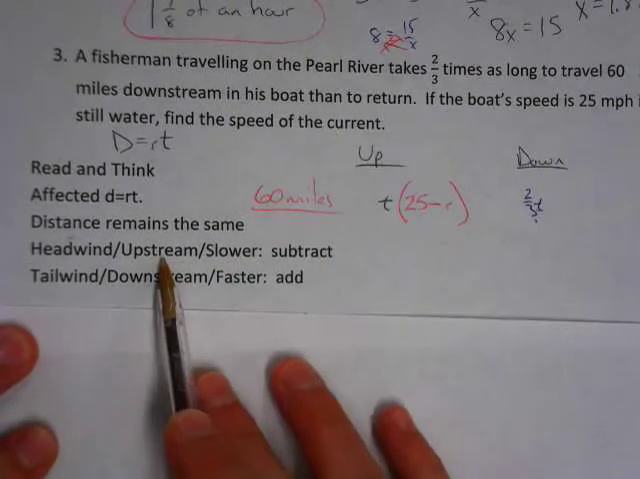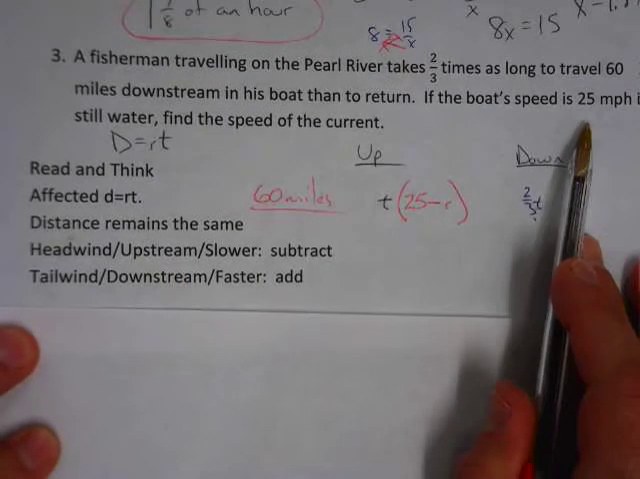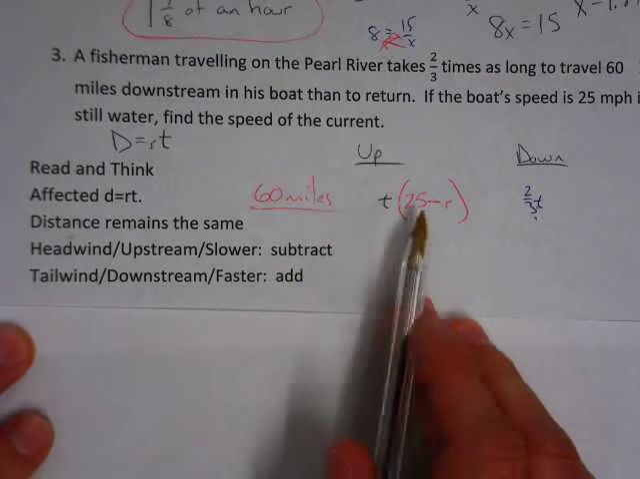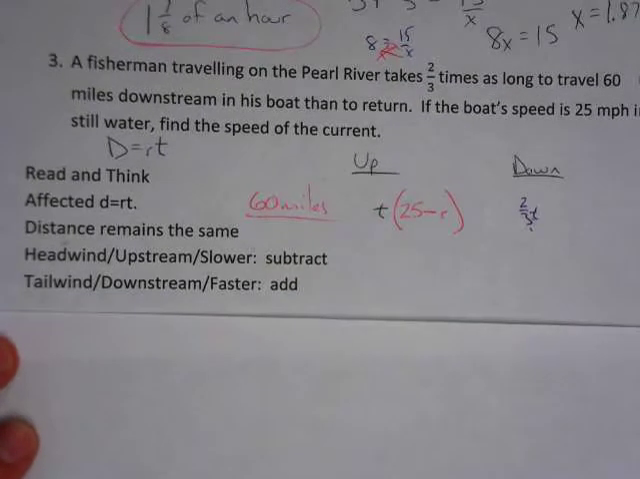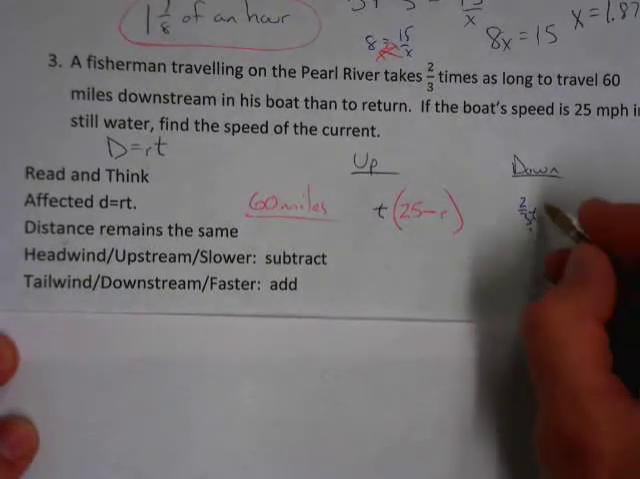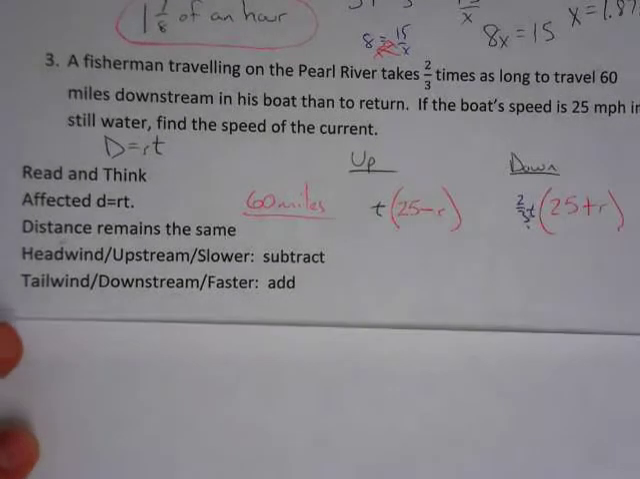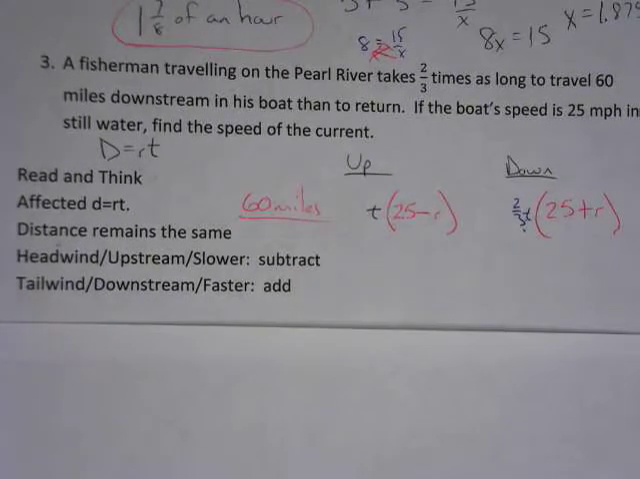Whatever the boat is in still water, it's going to be slower going upstream. Whatever the boat is, it's going to be going faster downstream. So for the downstream, we're going to have 25 plus R because downstream goes quicker, goes faster.